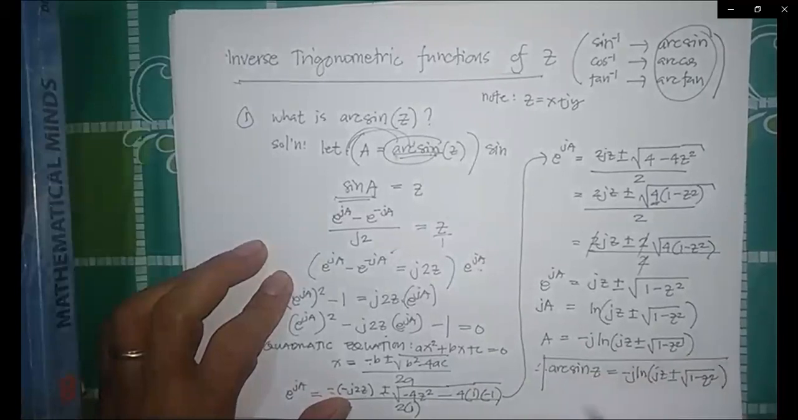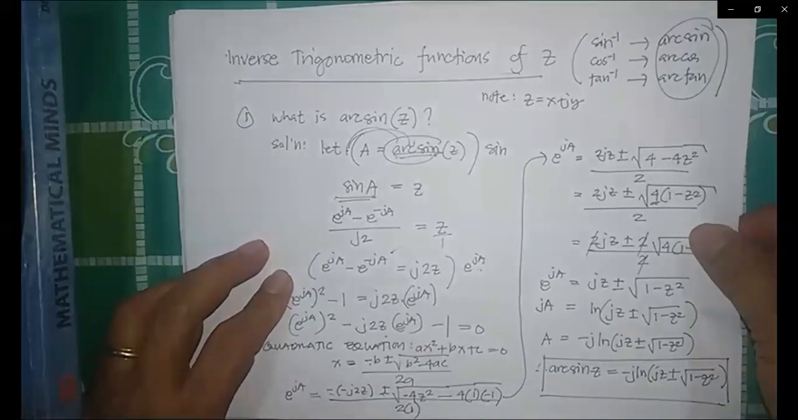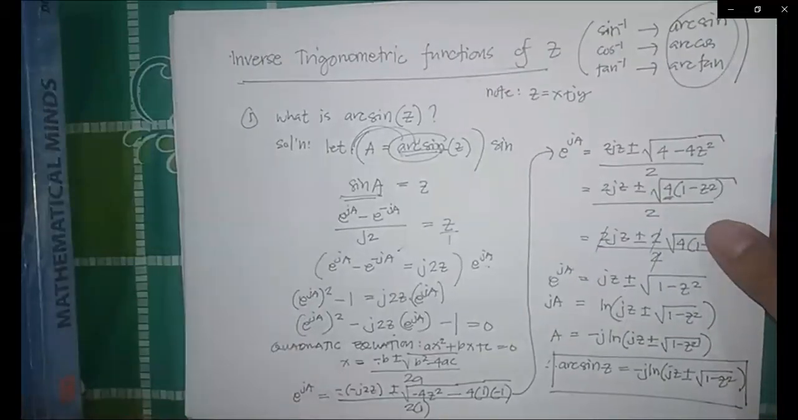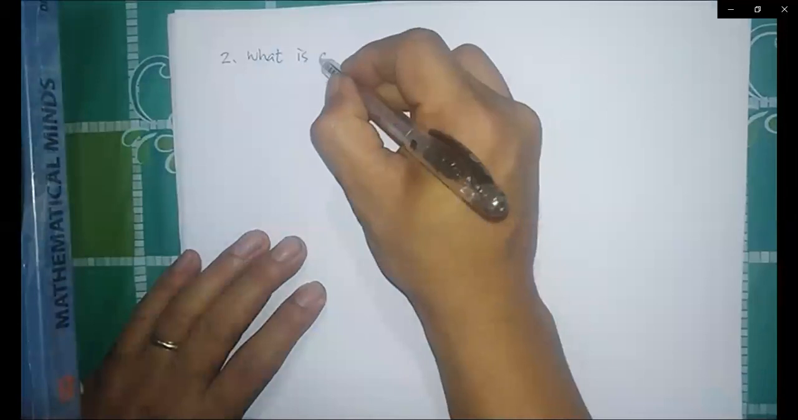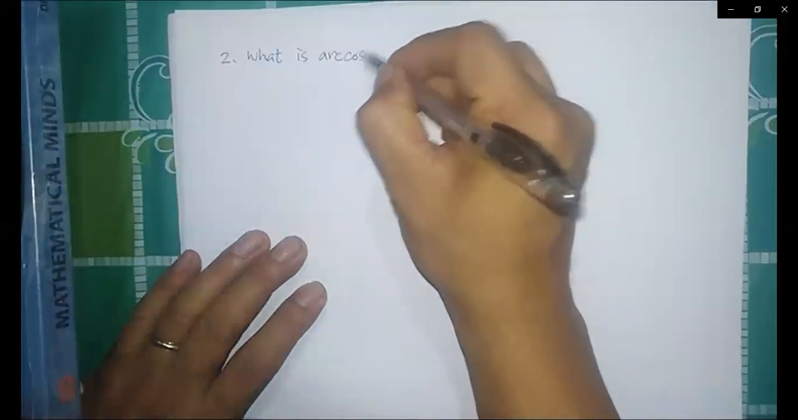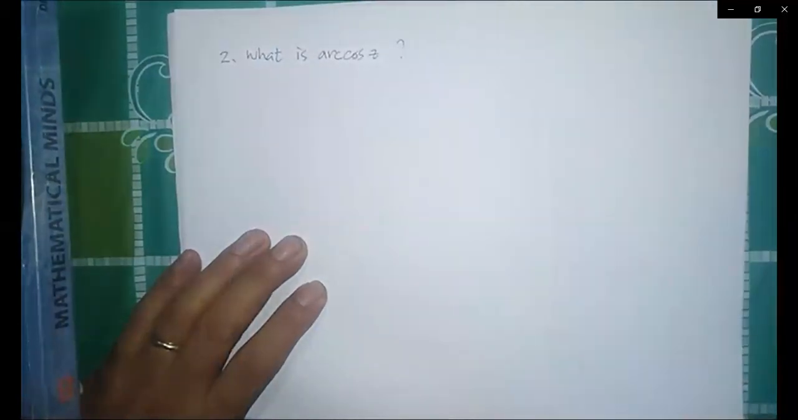All right. Do you have any question? Okay, we will proceed to our next example, which is example number 2. This time, we will solve the value of the arc cosine of the complex number z. So what is arc cosine of z?